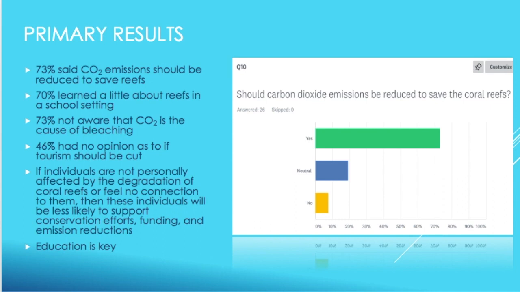46% had no opinion as to if tourism should be cut, because some people believe that to help the coral reefs, tourism shouldn't be allowed. So what I gathered from these results is that if individuals are not personally affected by the degradation of coral reefs or feel no connection to them, then these individuals will be less likely to support conservation efforts, funding, and emission reductions. All in all, education is key.